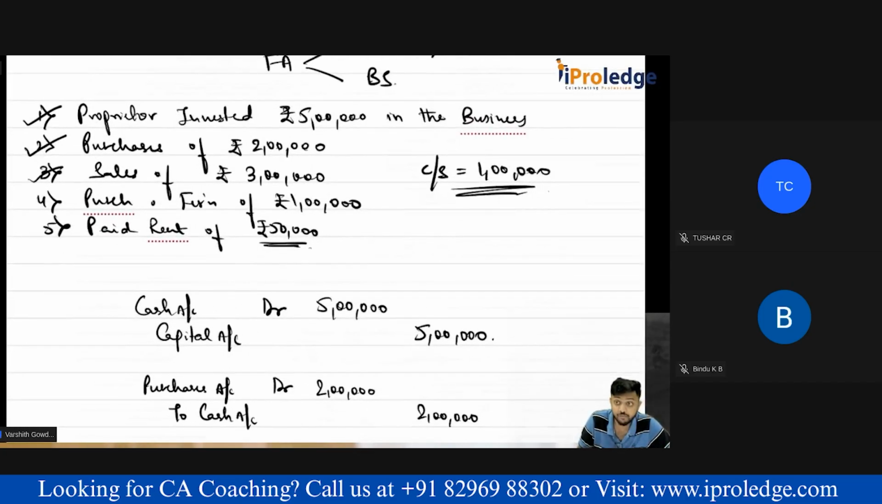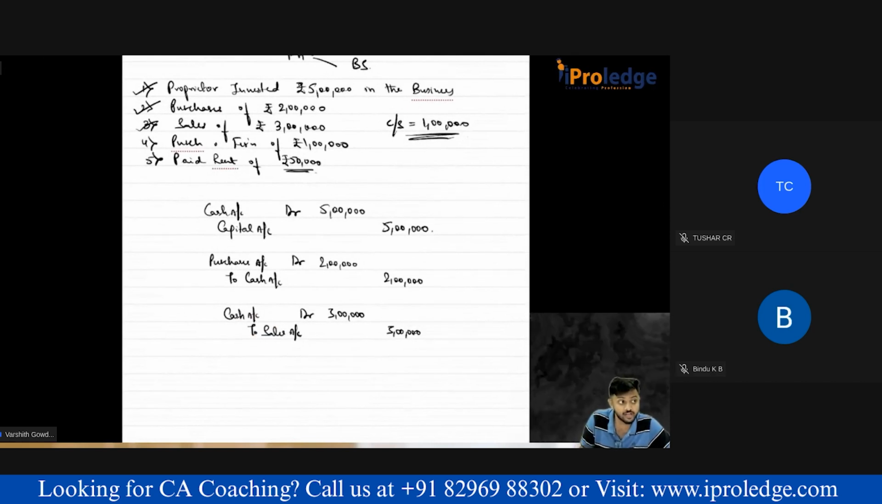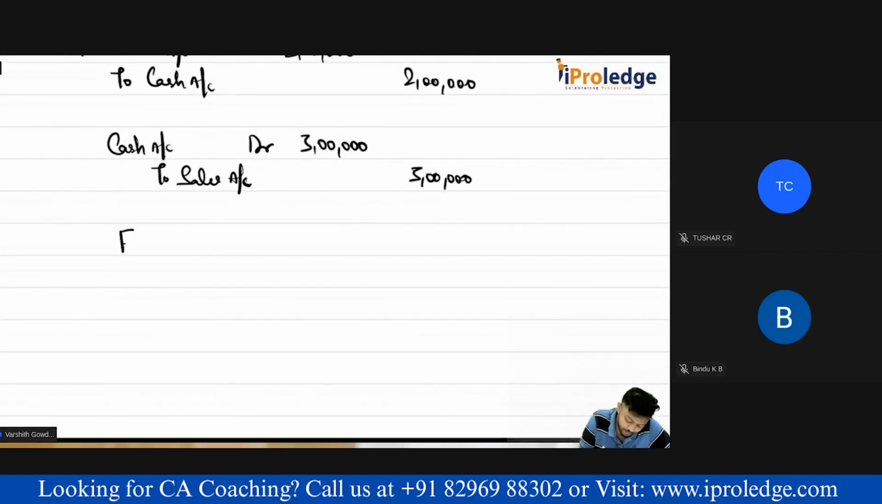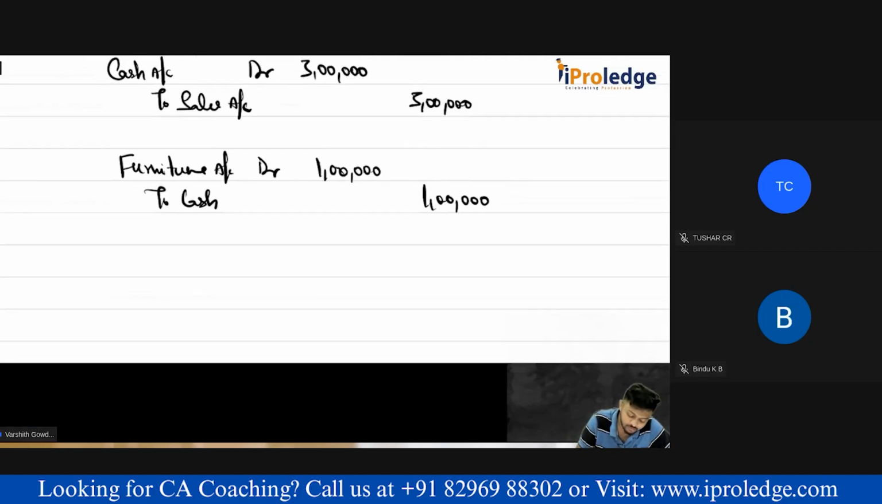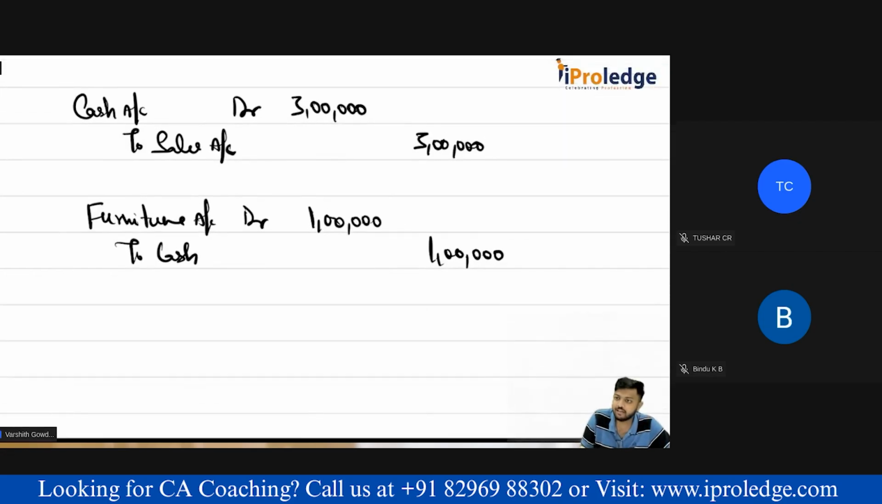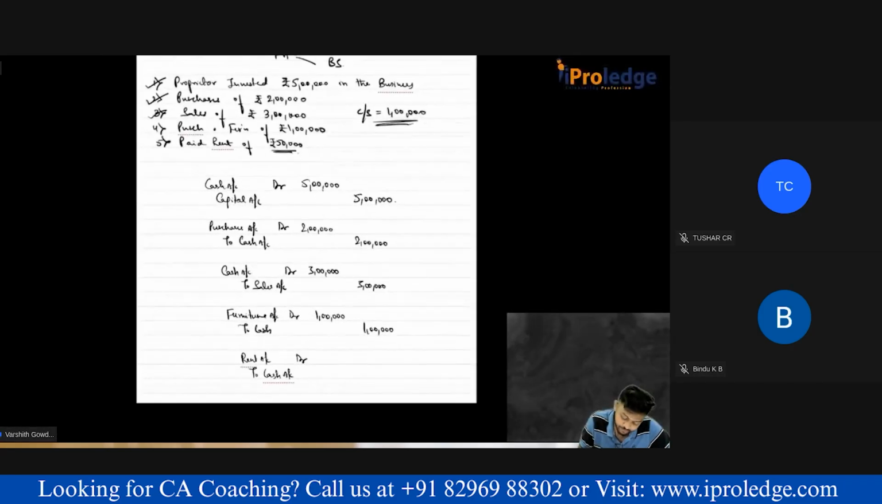Purchase of furniture. You're purchasing furniture. So asset is increasing, furniture. Then what is decreasing? Cash is an asset decreasing. So furniture, asset increasing, debit. Cash is decreasing, credit. Furniture to cash. How much? 1 lakh. Then we have paid rent. Rent is an expense. Then what is decreasing? Cash. So rent is an expense increasing, debit. So rent account debit. Cash is an asset decreasing, credit. How much? 50K.